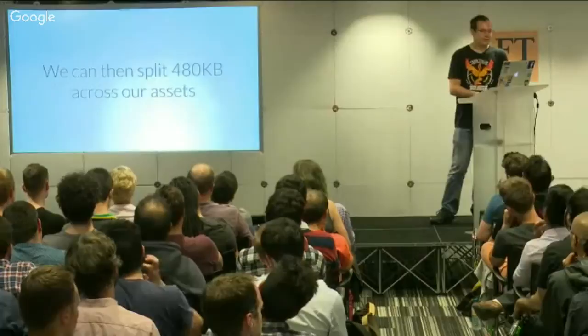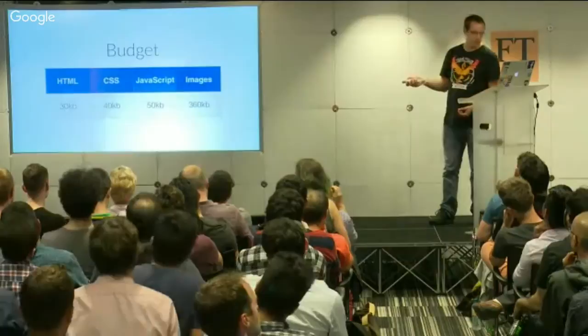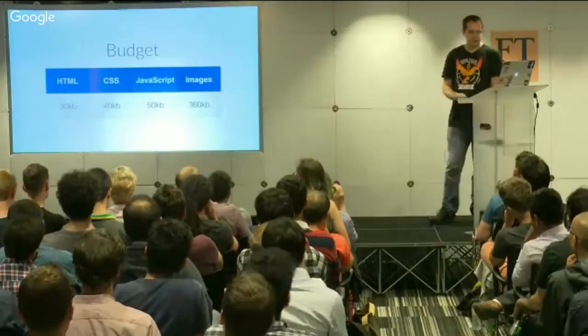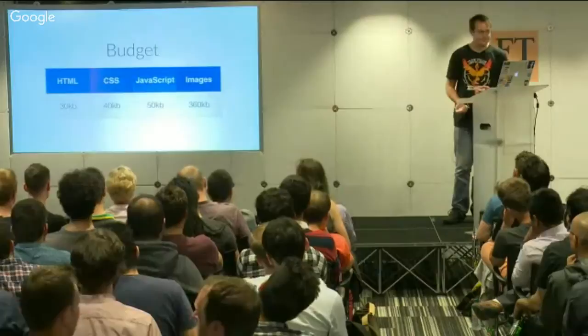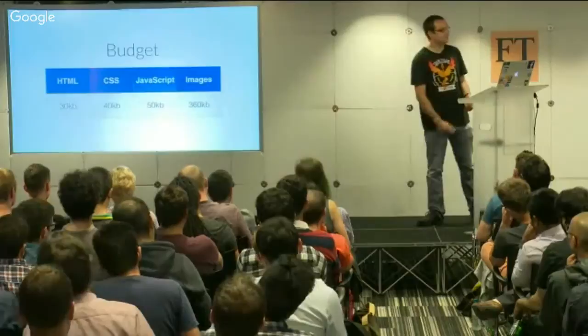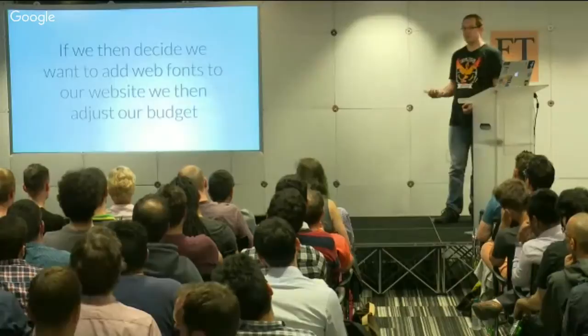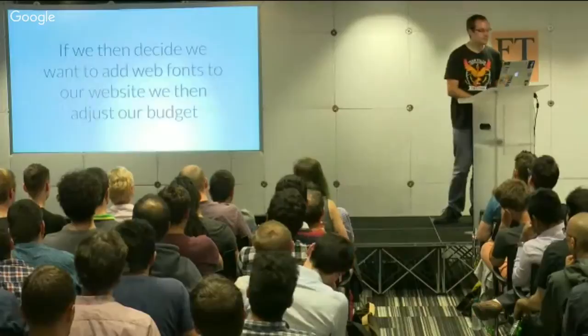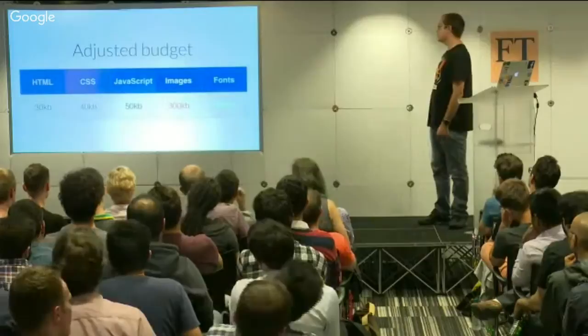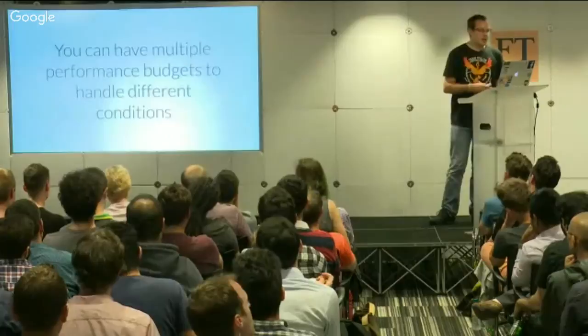So what I've done is I've put 30 kilobytes for HTML. This enables me to have a reasonably long article. 40 kilobytes for our CSS, which allows us to provide rich visual layouts, and 50 kilobytes of JavaScript. Leaving 360 kilobytes for imagery because obviously articles are very image heavy. If we then decide we want to add web fonts to our website, we just adjust our budget. We sit with our designer and discuss with them how this has an impact on our site. So here I've reduced our images by 60K and I'm giving that to the fonts, because my fonts were going to be 60K. The thing is, you're not limited to only having one budget.